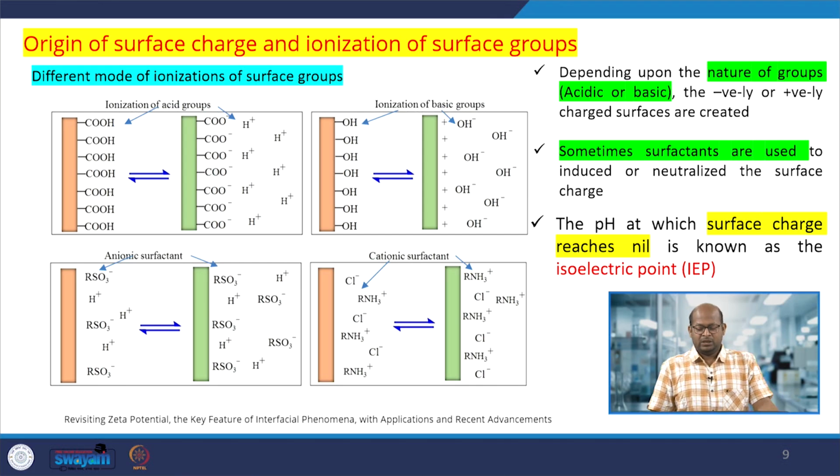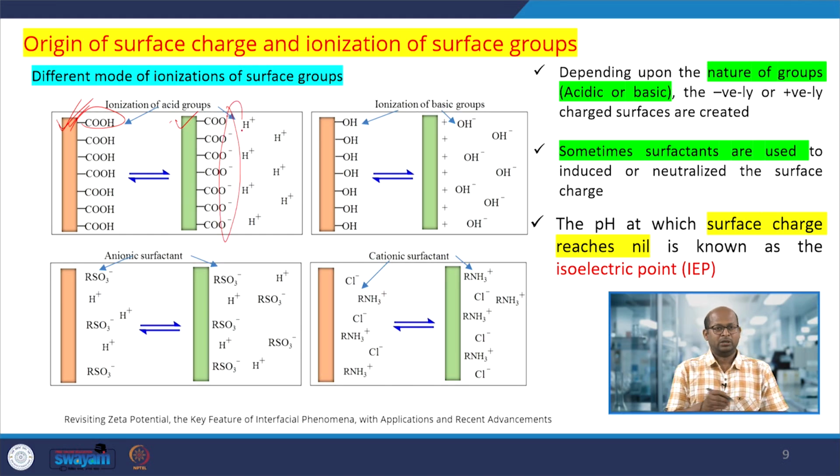Here, depending on the nature of the material, I am showing a few examples. Suppose these materials have some functional groups present, that is, acidic groups. When they are ionized in a solvent, a negative charge develops on the surface of the material. Okay, so then we can say that the material is negatively charged on the outside surface.